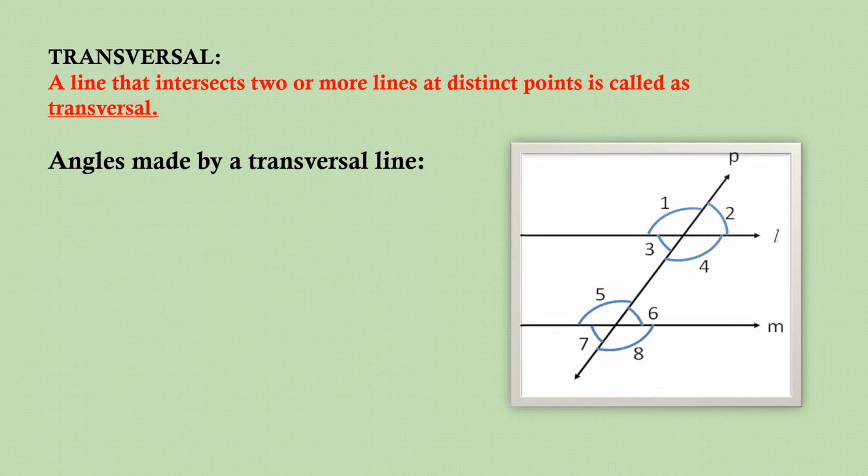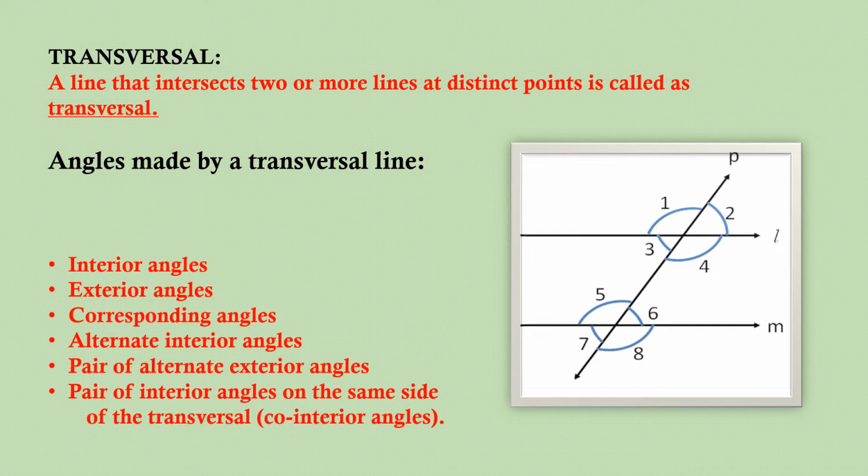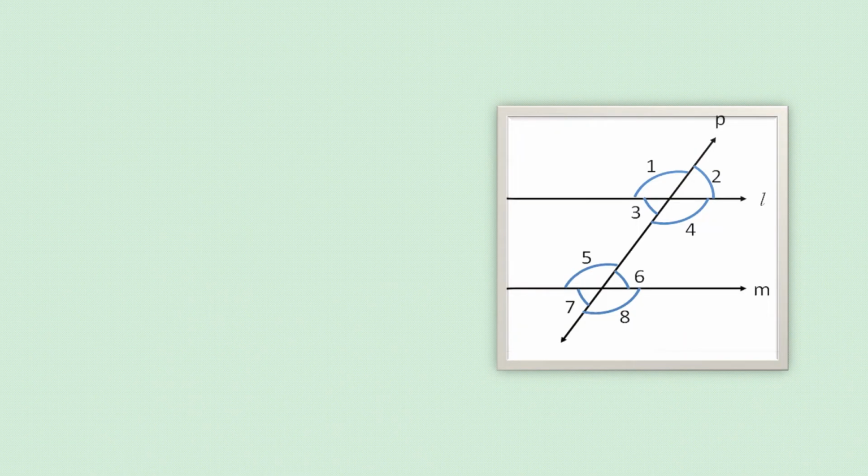Now, a transversal makes different types of angles, which are these. We have already discussed it. Now let us study about them in detail. Let us take all these angles one by one. Now firstly, we are going to discuss interior angles.